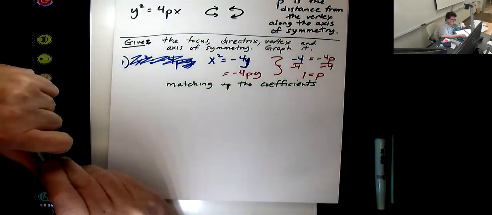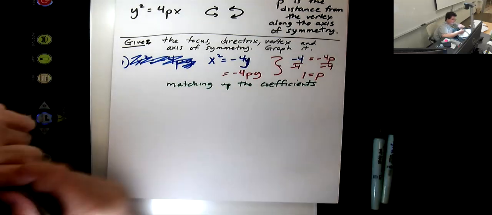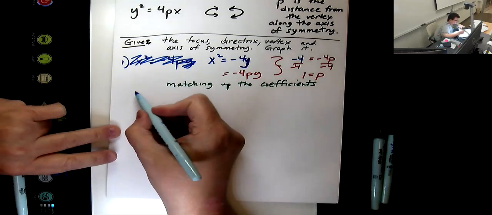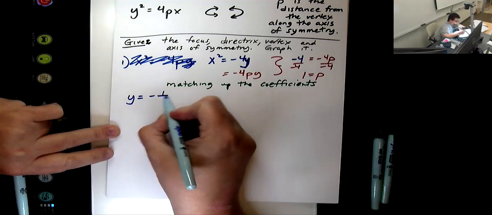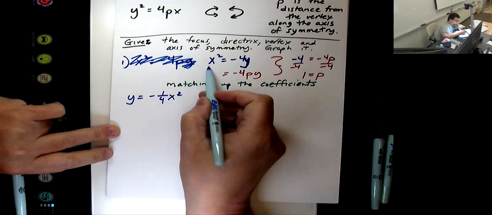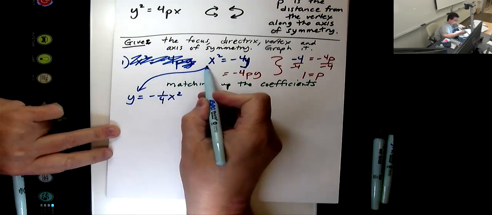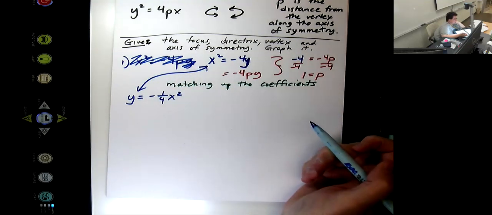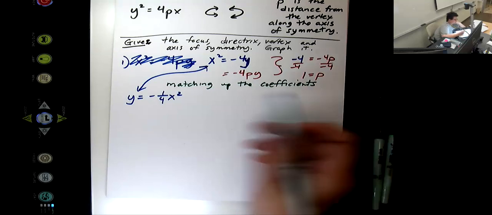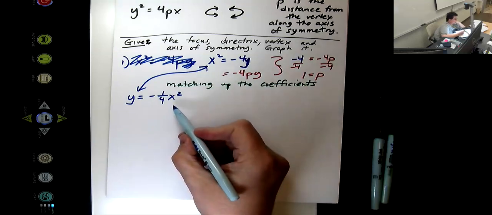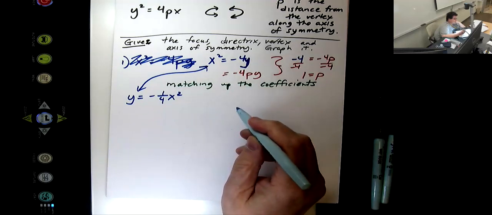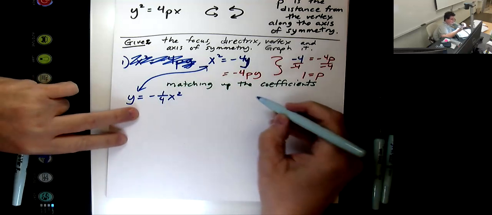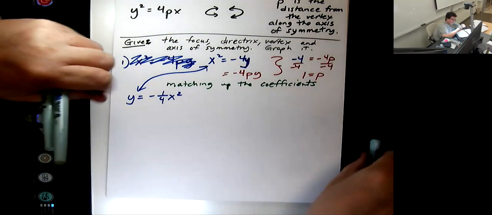So x squared equals negative 4y might be a hard way to picture what's going on. If you solve for y though, we get y equals negative 1/4 x squared. These two are the same thing. I just divided by the negative 4. What is the shape of this? Which direction does it open? Opens down because it's negative. So it opens down.